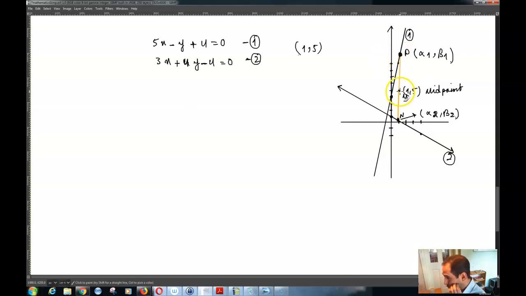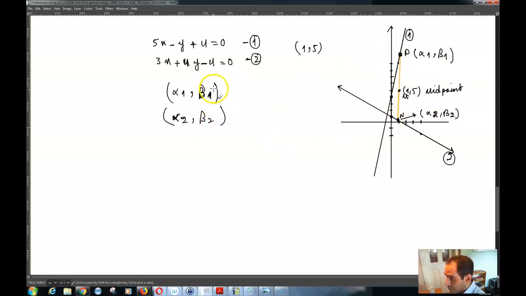since this point was the midpoint of that line segment between these two, between the lines 1 and 2, we just made an assumption that this line would basically intersect the line 1 at alpha 1, beta 1. And we also made the assumption that the same line segment would intersect line 2 at alpha 2, beta 2.